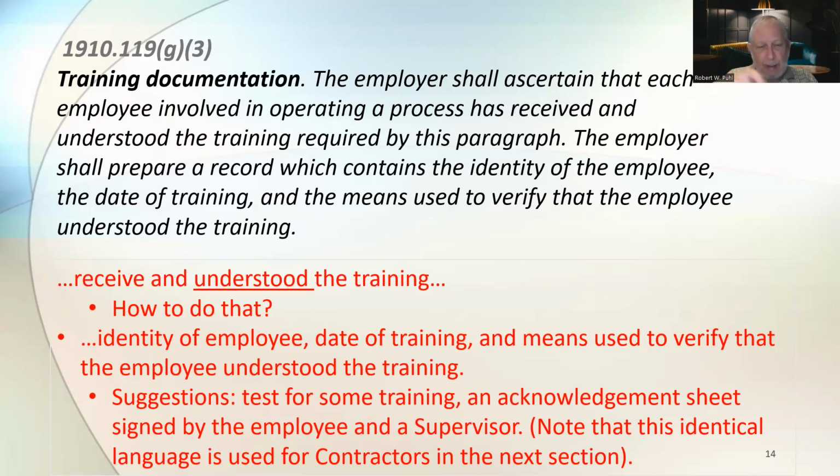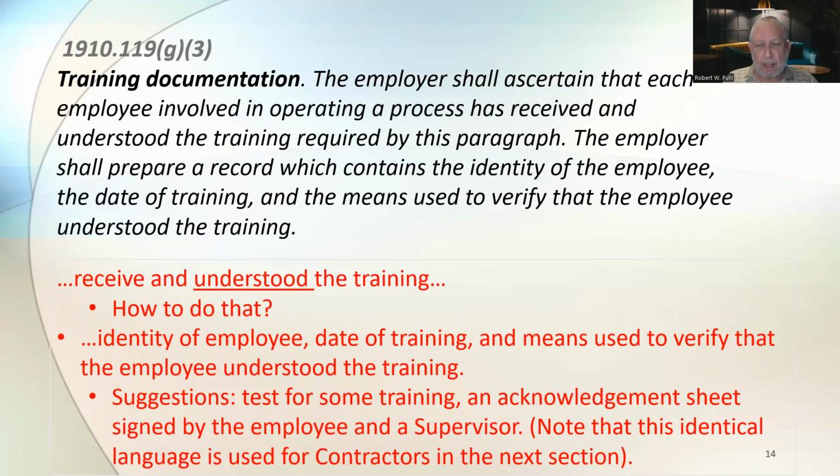We had some forms in it. You fill it out, and the trainer fills it out, and we put what it is they're being trained on, and then they sign it. They understood and everything, and give them a test. So they identify the employee, date of training, and means to use to verify that the employee understood the training.